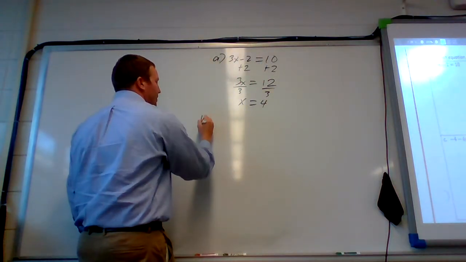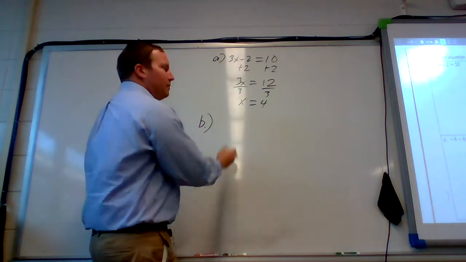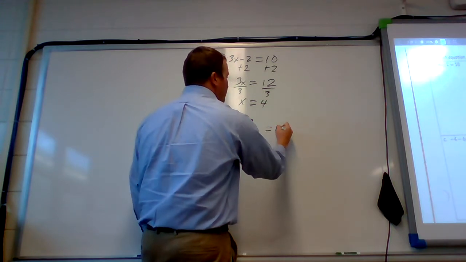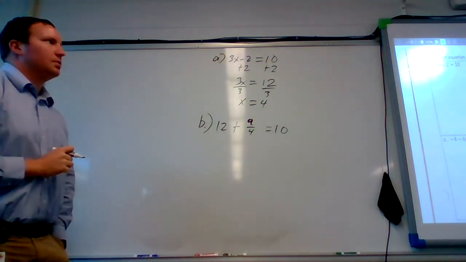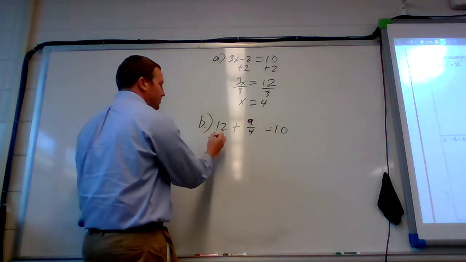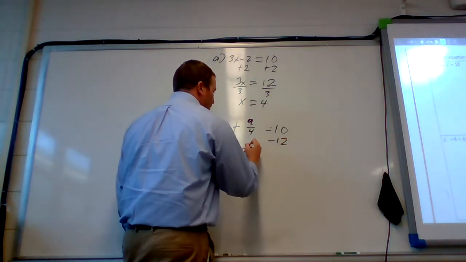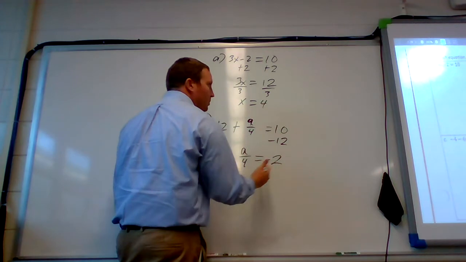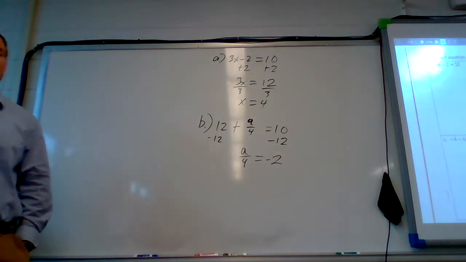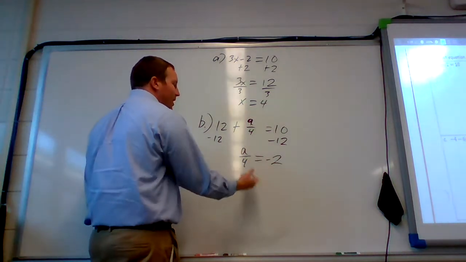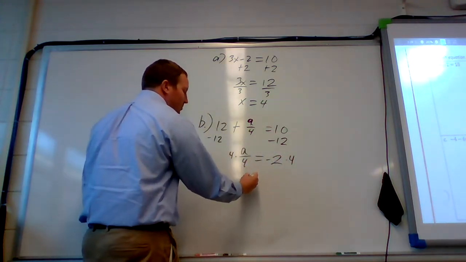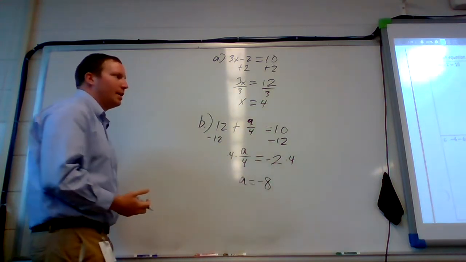B. So B, we've got 12 plus a divided by 4 is equal to 10. So that'll be the first thing: subtract 12. So how do we get rid of division? What's the opposite of division? Multiplication. So if we're dividing by 4, to eliminate that we want to multiply by 4. So a is going to equal negative a.